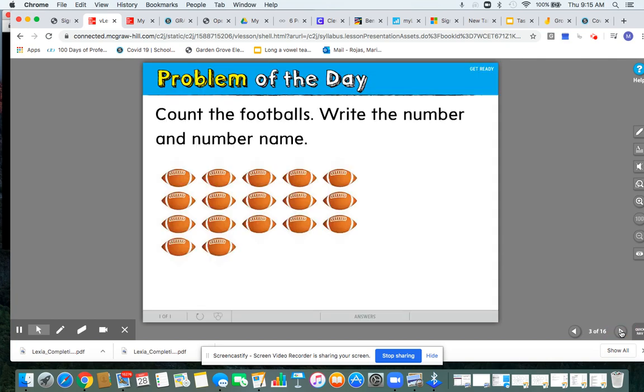So problem of the day, you're going to go ahead, count how many footballs there are, and then you're going to write the number here. Actually, well, you can't write it. So let me just do it together. So let's count it together.